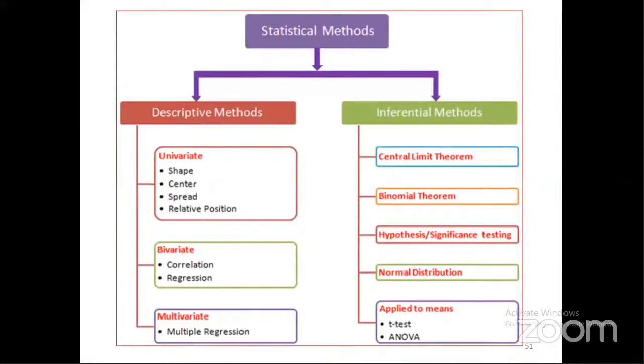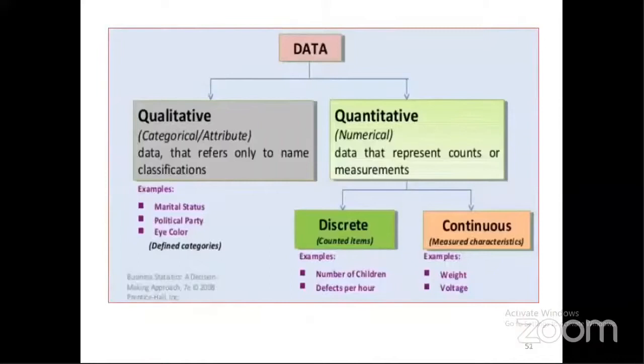In descriptive methods, we are using three types: univariate methods, bivariate methods, and multivariate methods. In inferential methods, we are using the central limit theorem, binomial theorem, hypothesis testing, normal distribution, and applied to means, like t-test, ANOVA, z-test, chi-square test, etc. we are performing.